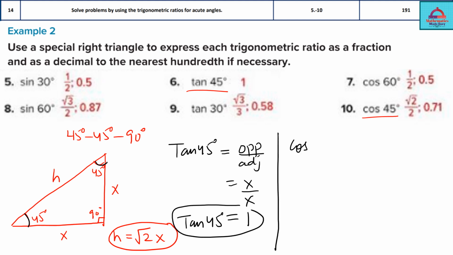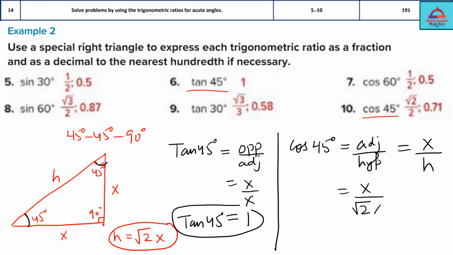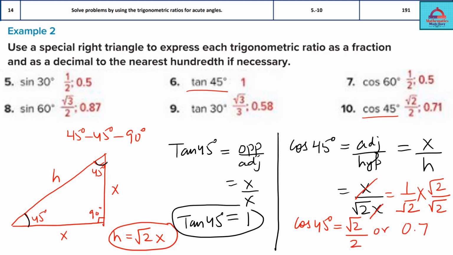Similarly, let's solve for cos 45. Cos 45, SOHCAHTOA again. So cos is adjacent over hypotenuse. So for 45, the adjacent is x and the hypotenuse is h. Now your hypotenuse has the formula root 2x. So I'm going to put that value, cancel the x. So 1 by square root of 2. Now we are going to rationalize this. That means we are going to get rid of the radical in the denominator. So this is going to be square root 2 over 2, or if you convert it into decimals, 0.71.